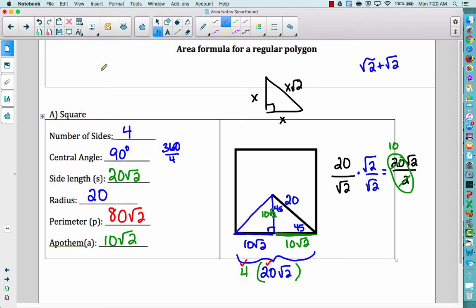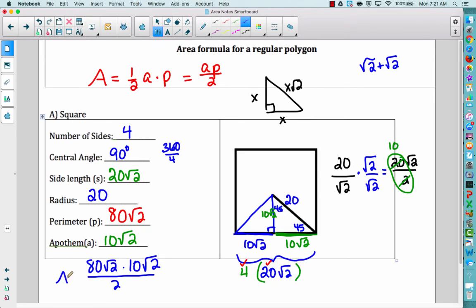All right, so now the area formula we talked about earlier. Area of a regular polygon is equal to 1/2 apothem times perimeter. So I have all that information, which actually is the same thing as apothem times perimeter divided by 2. So let's plug in what we have. We have 80 root 2 times 10 root 2, all divided by 2 to get the area.